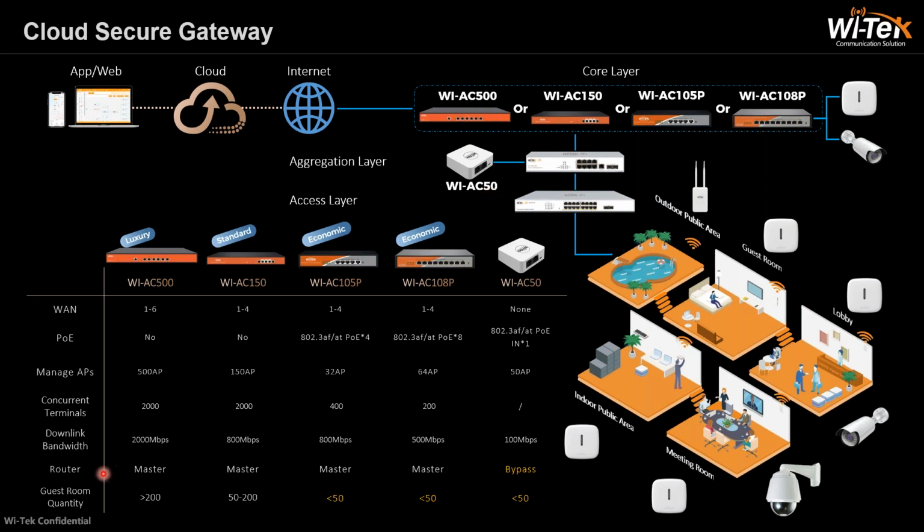This one only has a bypass function as an AP controller. The first 4 types support functions like a router or gateway, but this one can only be used as an AP controller. It's okay. Okay, let's move to the next part.